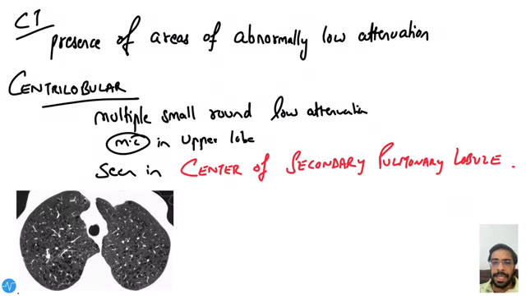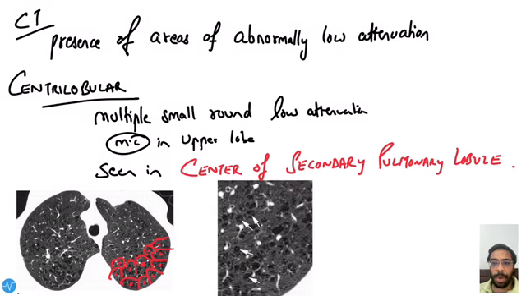Let's see the diagram, the image in the CT. We'll draw the secondary pulmonary lobule, and in its center we'll see the abnormal area, which you can see in the image on your right, at the arrow mark: the well-defined small round low attenuation. These are all present in the center of the secondary pulmonary lobule, which we have drawn with the red arrow, and in the center is the abnormal area.